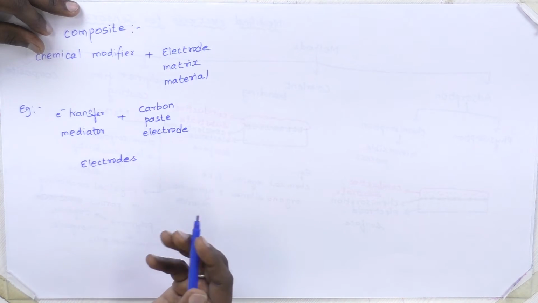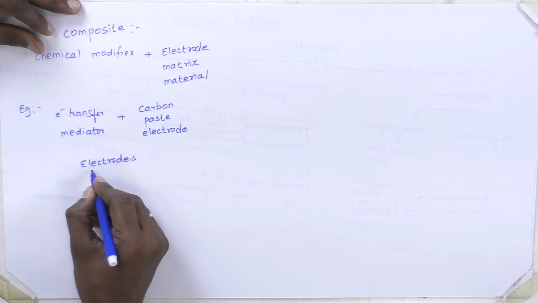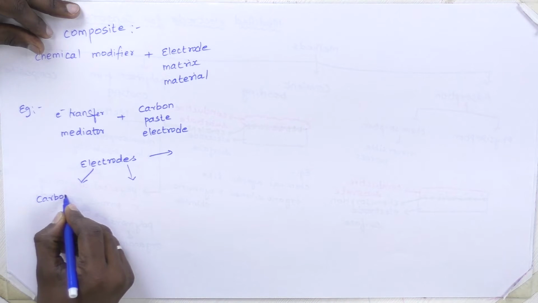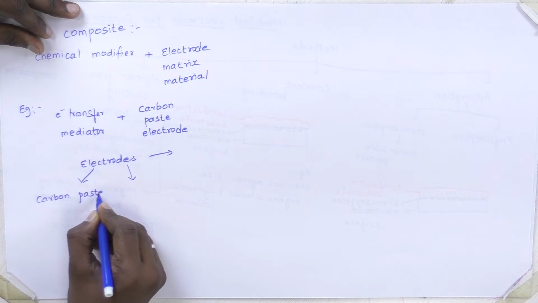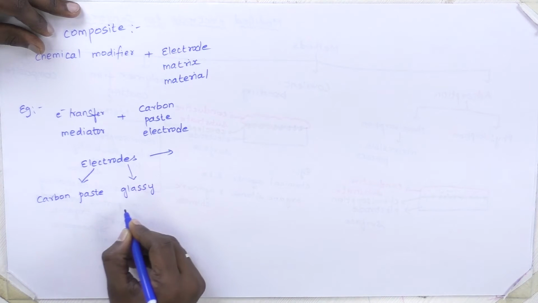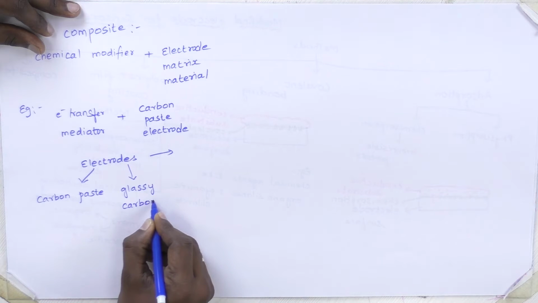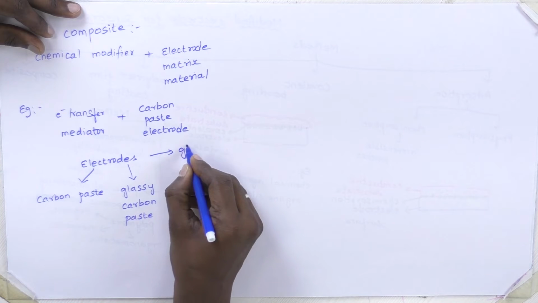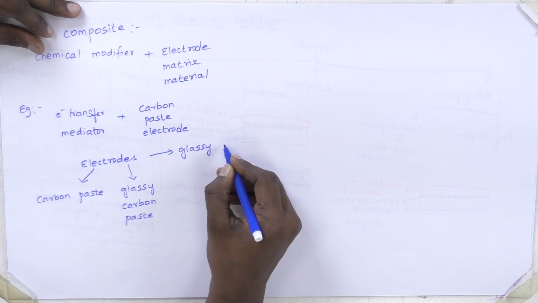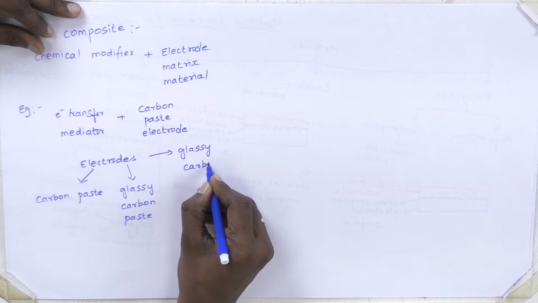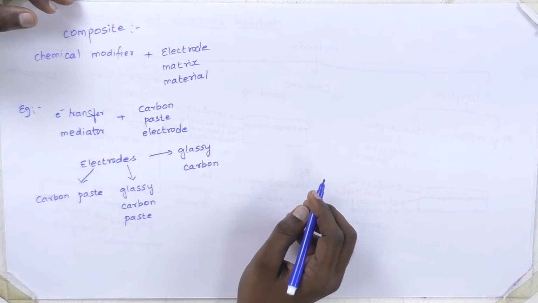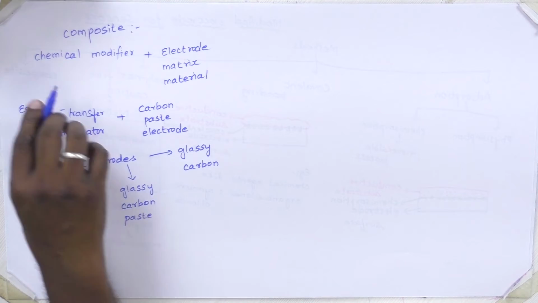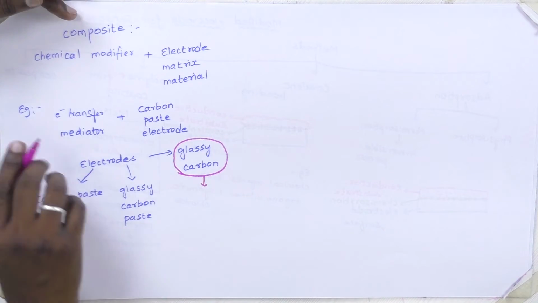And what type of electrodes are preferred? Three types of electrodes are used. They are carbon paste electrode, glassy carbon electrode, and others. Among these three electrodes, the glassy carbon electrode is mostly used.